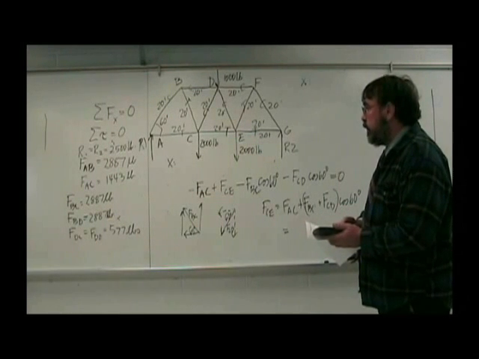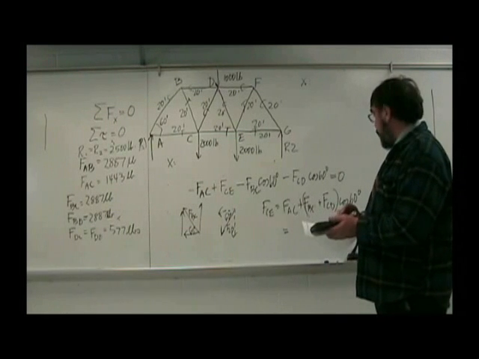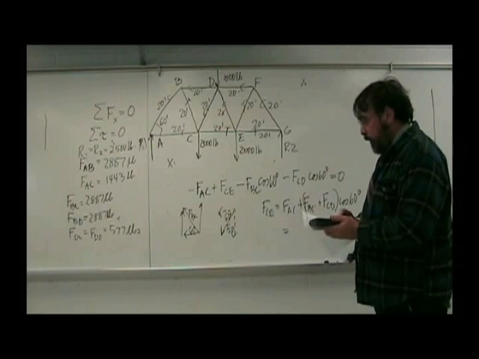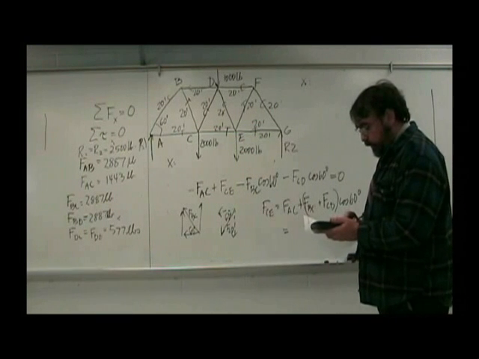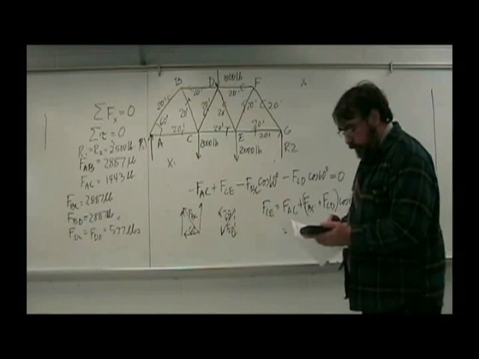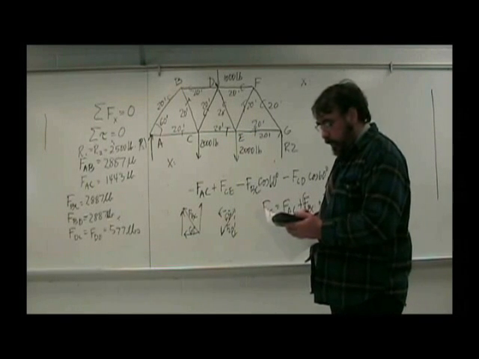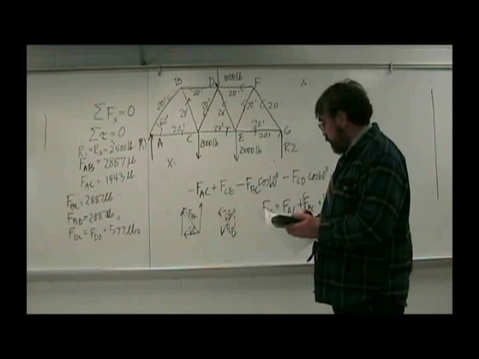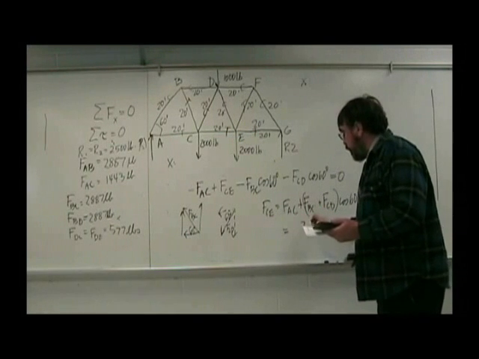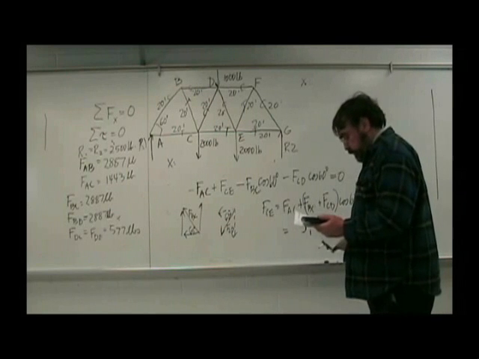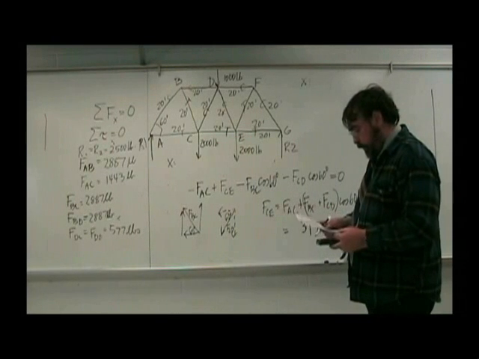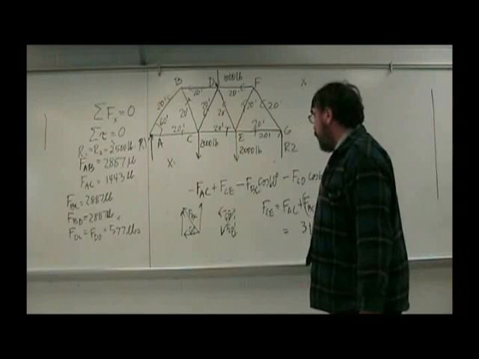What's FCD? I've got an FBC, okay, plus 2887, that's FBC, plus 0.75, just for accuracy, plus 577.35, plus 577.35, all times cosine 60 degrees. Okay, 3175.93, so 3176 pounds. Hopefully that's what it is. Yeah. Okay. So anyway, now we've got all of them.